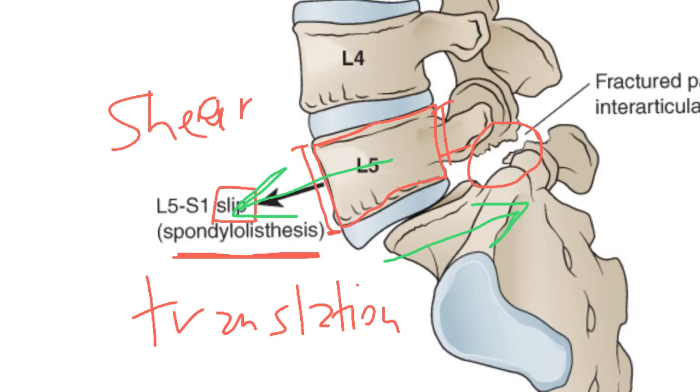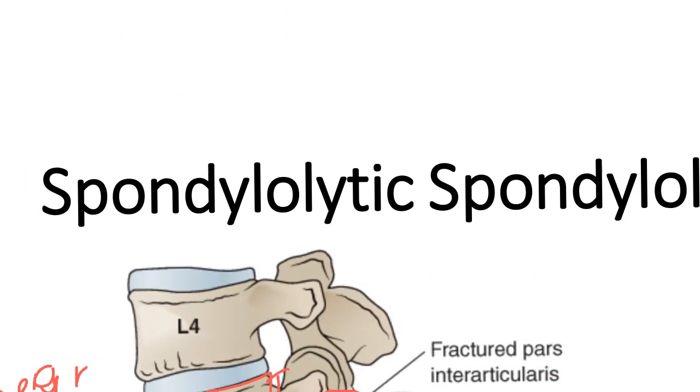However, before you get a listhesis, typically with this, you get a slight stress reaction. So sometimes they just call this a spondylolysis, which means the pars interarticularis is weakened, or maybe has a slight fracture in the area, but there's not a slippage yet. So that could be an early warning sign of a potential spondylolisthesis if there's a spondylolysis present.